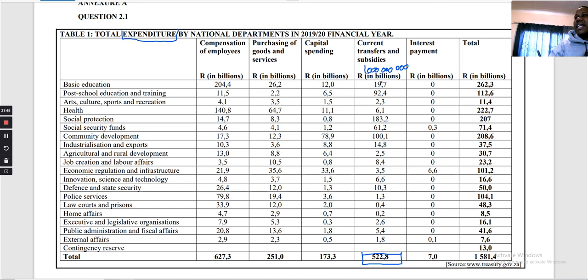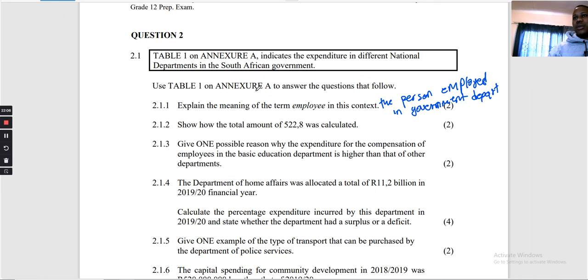So any number here, if you want to know how much this number is in full, you multiply it by 1 billion, then you will get it. How much is it in full? So for us to get this number, we are going to add everything here and we'll get that. I'm not going to write that. Those are the main numbers there.